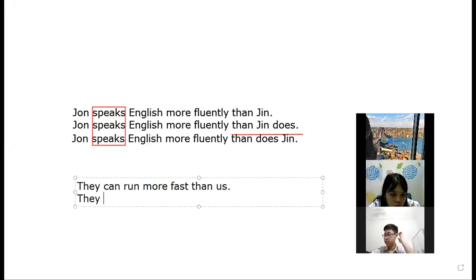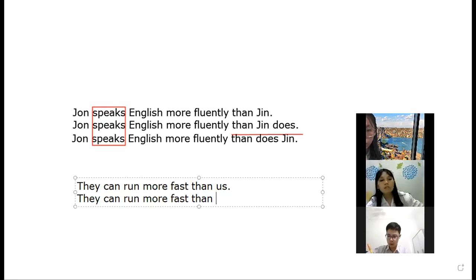So they, students from home, they can run more fast than us can, or than we can. Why? Because us is not subject kan gitu ya. Okay, then we can. Okay, good. Jadi yang mana aja benar.